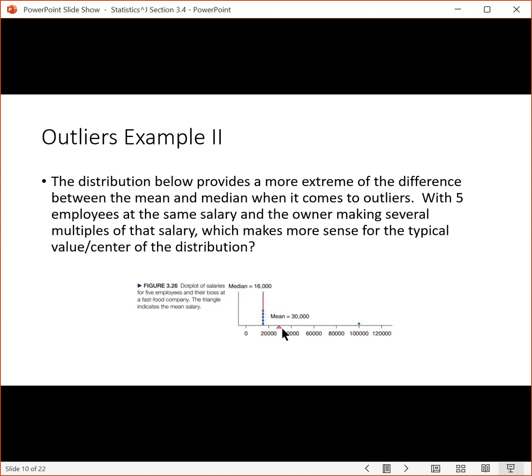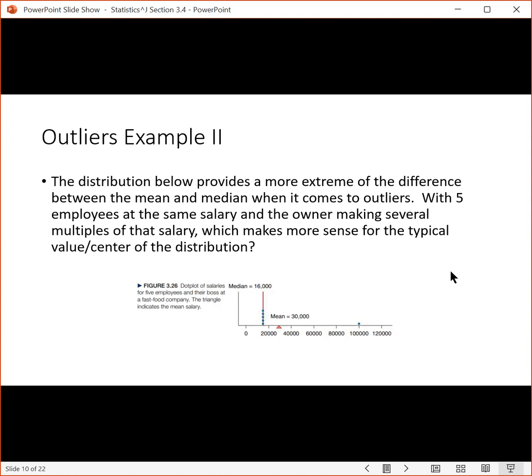All right. So the mean here can be influenced by a single observation like the owner in a way that doesn't really make sense. Like, if someone says, what's the typical salary? And you say the typical salary is 30,000, and yet everyone who works there makes 16, and then the owner makes 100. That 30,000 doesn't make sense as the typical value or as the center of the employees when it comes to the distribution, whereas the median does.